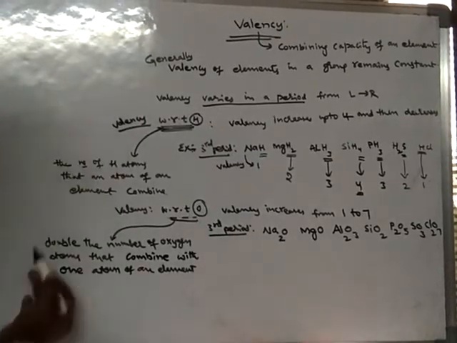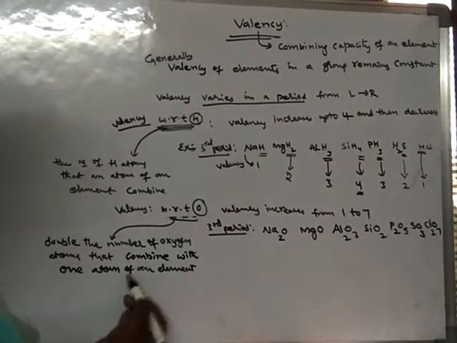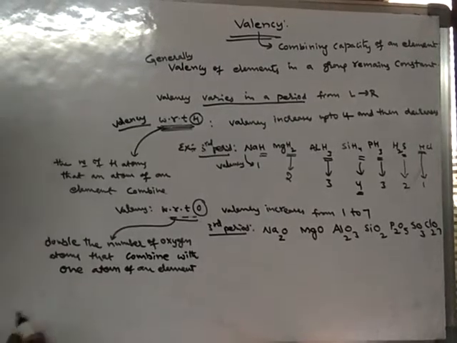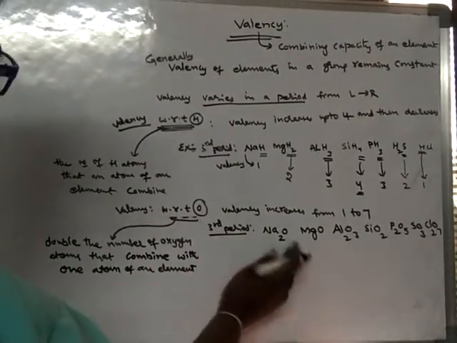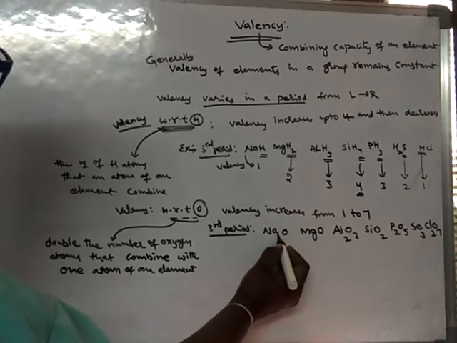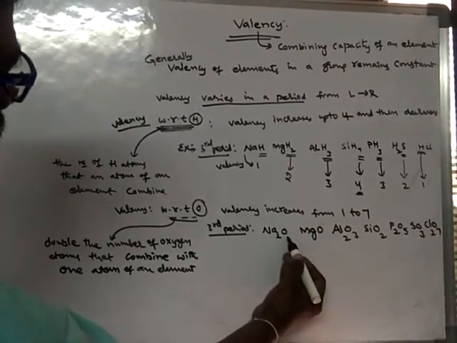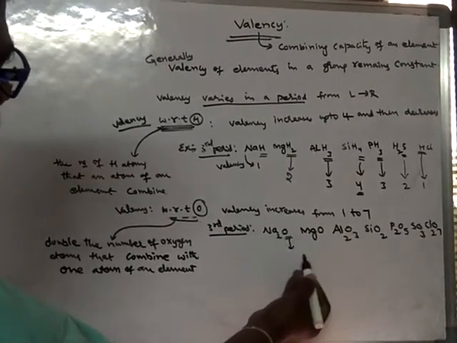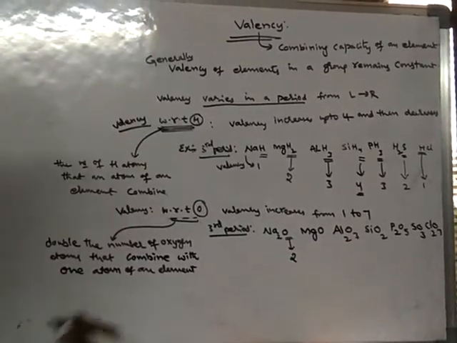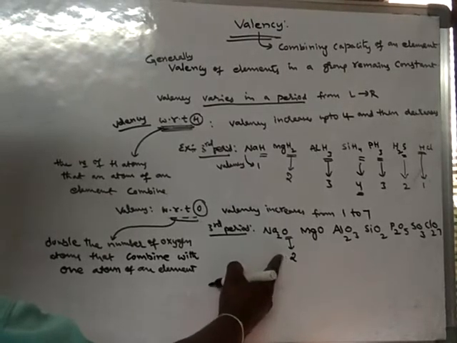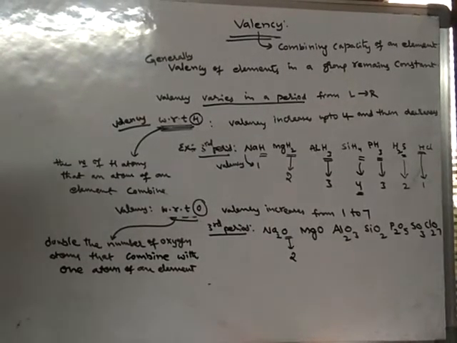If you see the definition, what is the valency of sodium? Our definition says double the number of oxygen atoms. So how many oxygen atoms are there here? Only one oxygen atom. So simply double the number of oxygen atoms, and now it has become 2.